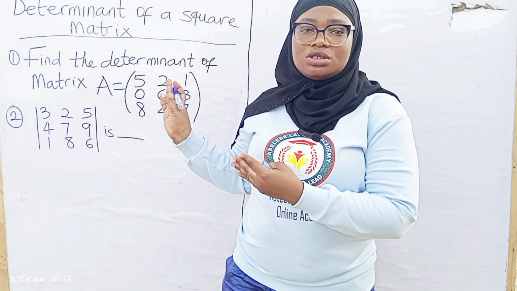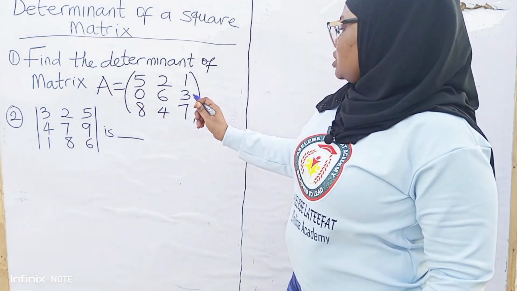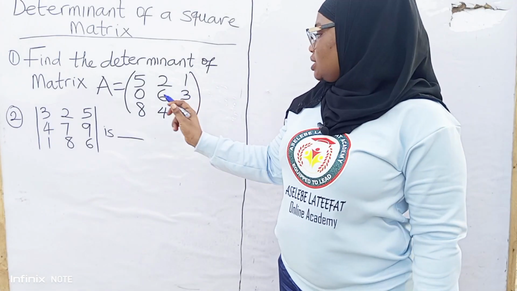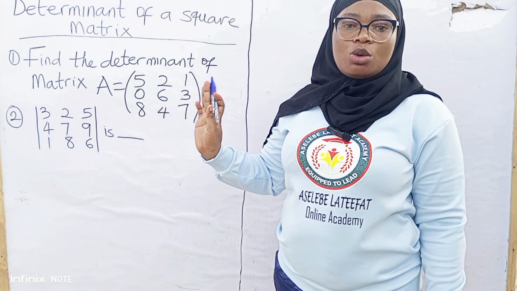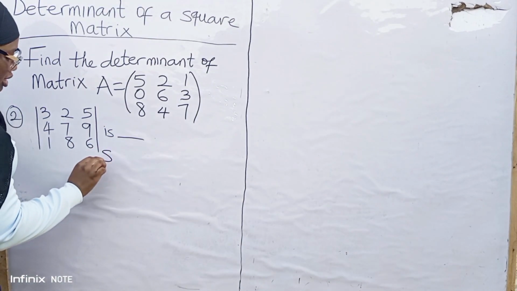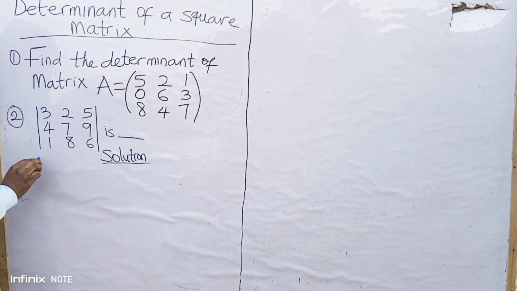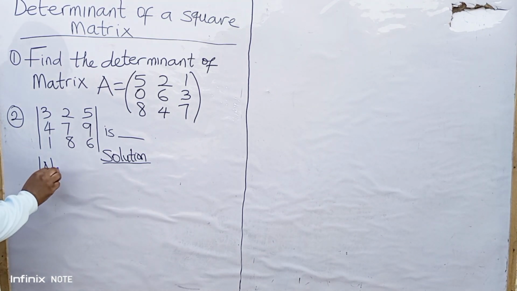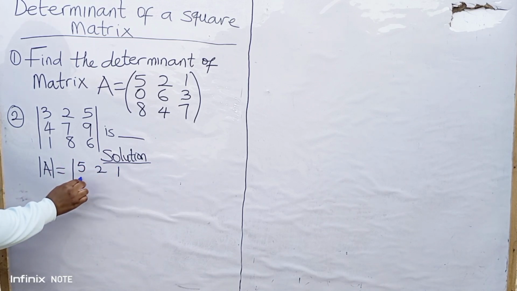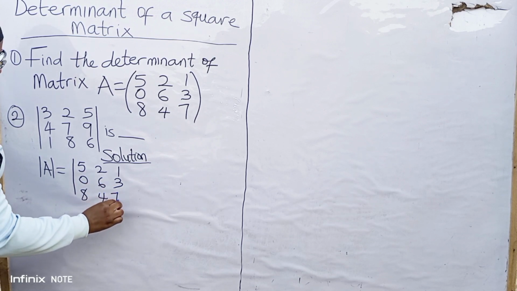We want to solve questions on determinants of a square matrix. If you see this matrix A, you can see that this is a 3 by 3 matrix, so it is a square matrix. And I told you that if you want to solve determinants of a square matrix, you write that determinant of A is equal to 5, 2, 1, 0, 6, 3, 8, 4, 7.